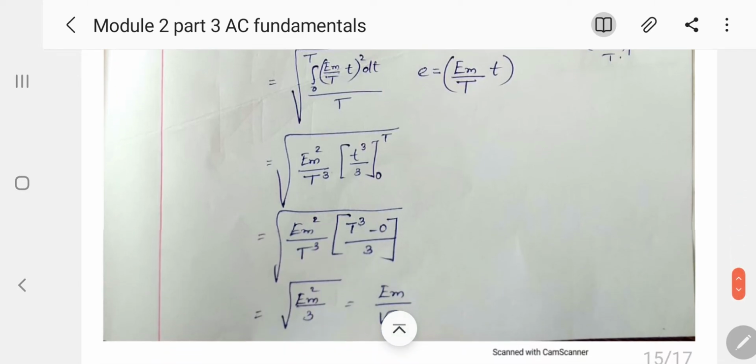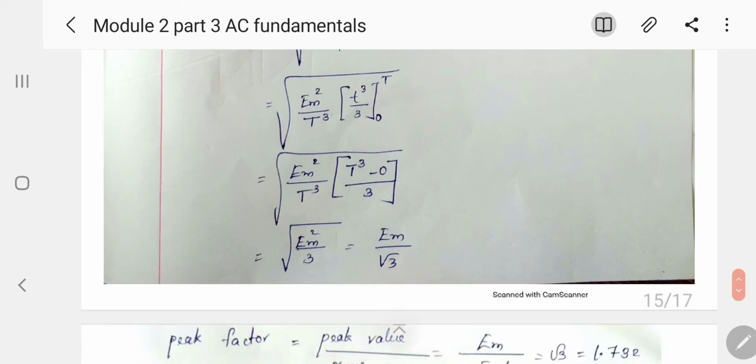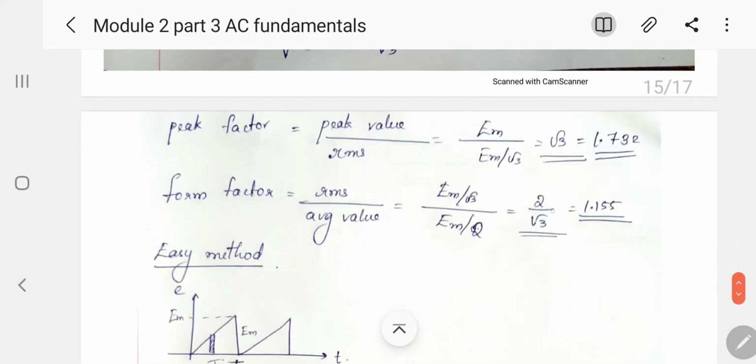Now we are going to take the constants outside. So constants are taken outside and the remaining terms are t cube by 3 in the interval 0 to capital letter T, and Em square divided by T cube into T cube minus 0, putting the limits. You will be getting the answer as Em by root 3. So this is your RMS value. Next we are going to find the peak factor and form factor. Peak factor is peak value by RMS value, form factor is RMS by average value. Substituting the values, you will be getting the answers like this.